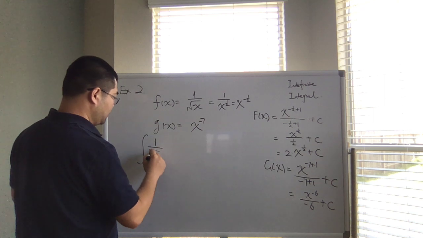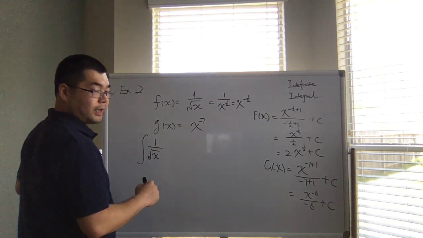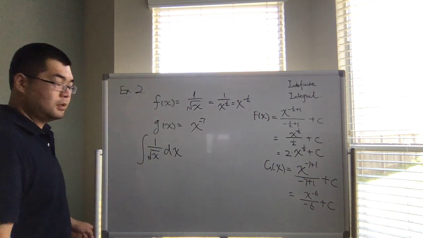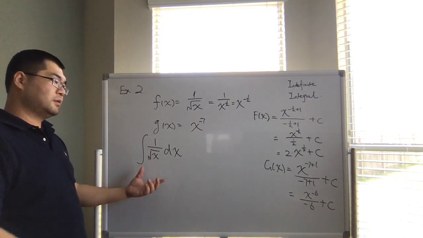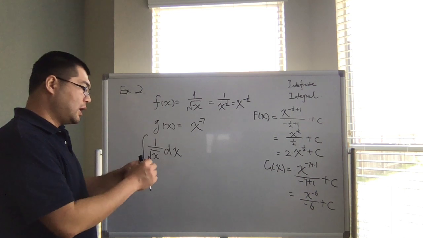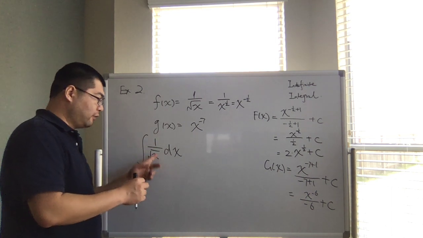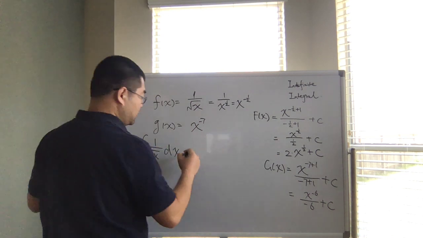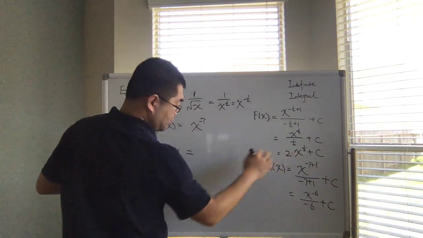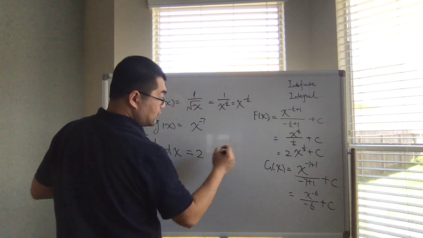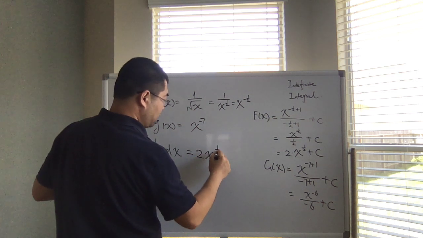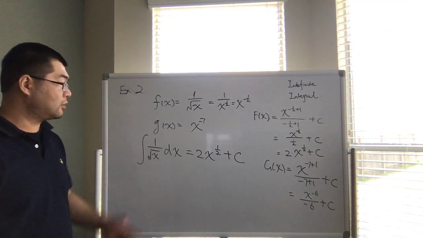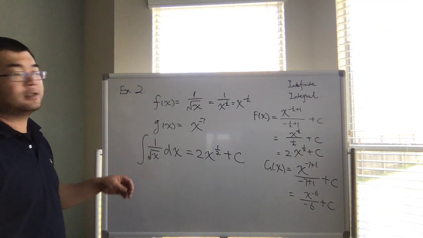1 over square root of x dx. This integral means find the antiderivative of 1 over square root of x with respect to x. And we know that the solution is already here, which is 2 times x to the power of 1 over 2 plus a constant c. So this is what we call the indefinite integral.